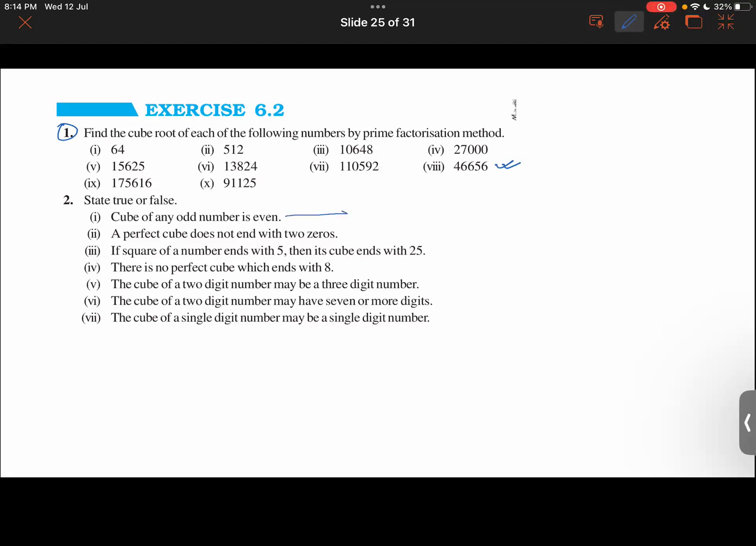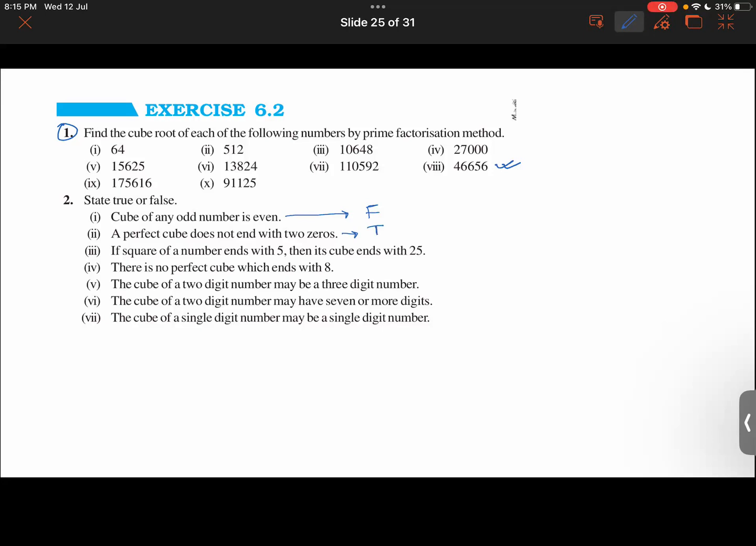Okay, let's discuss this one. Cube of any odd number is even. Is it true or false? False. Okay. A perfect cube does not end with 2 zeros. Ahmed? False. It ends with how many zeros, Arhan? 3 zeros. It's an odd number of zeros.